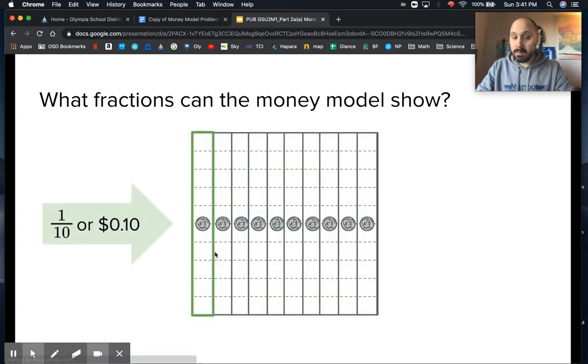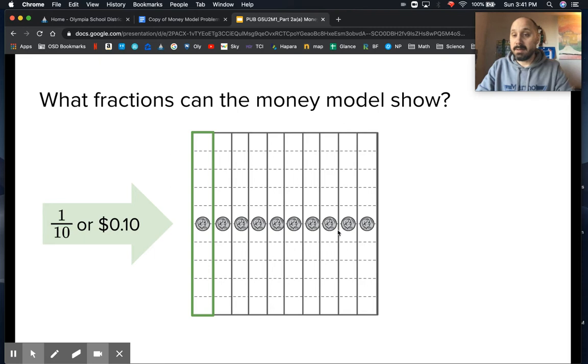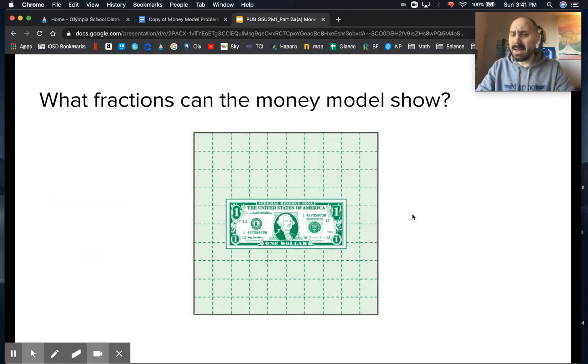And there's that 1/10. So if you add them all up, if you get 10 of them, you get $1, right? 10 times 10 is $1. All right, is there anything smaller than a dime?